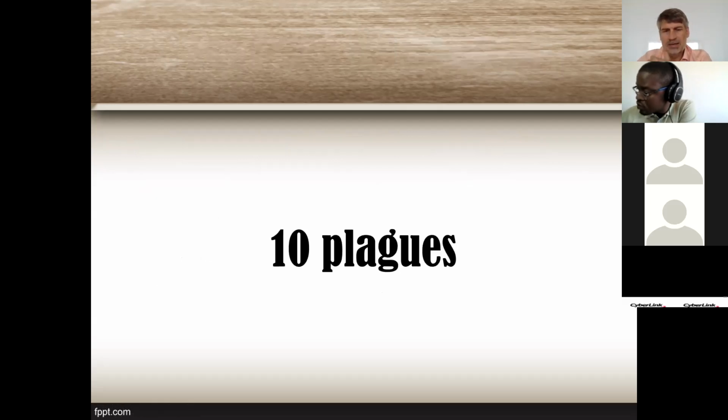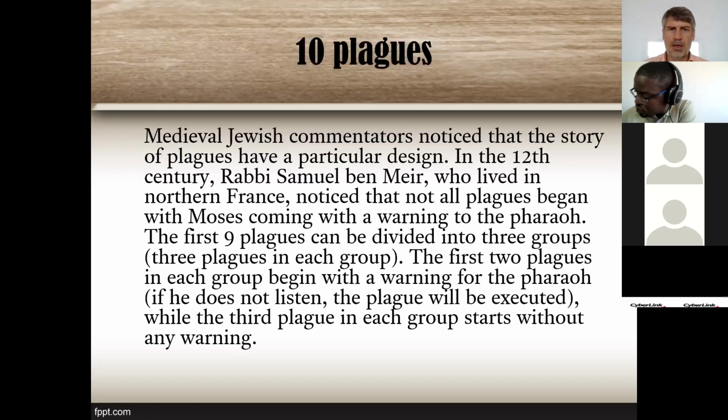Now, let us discuss the 10 plagues. And the 10 plagues are also related very closely to the hardening of the heart of the Pharaoh. I will try to do it very quickly. Let us just come through it. So there are several ideas about the 10 plagues. For example, the medieval Jewish commentators noticed that the story of the plagues has a particular design. In the 12th century, Rabbi Shmuel ben Meir, who lived in northern France, noticed that not all plagues began with Moses coming with a warning to the Pharaoh.